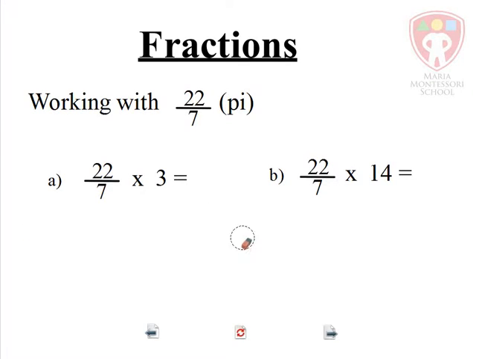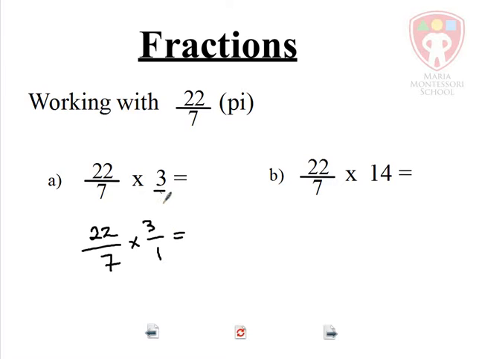Fractions, we want to begin to work with 22 over 7 because that is how pi is expressed as a fraction. And we're going to do a lot of this, so we might as well get started. We're going to multiply these fractions by a whole number. How do we do it? We've done this before. It's nothing new, but I just want us to get used to 22 over 7. In other words, we're going to really multiply like this.